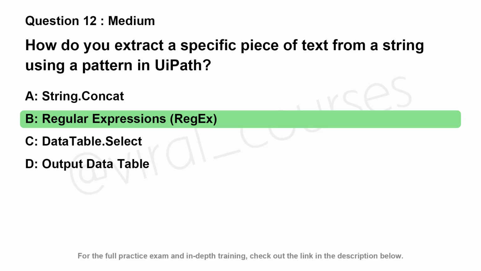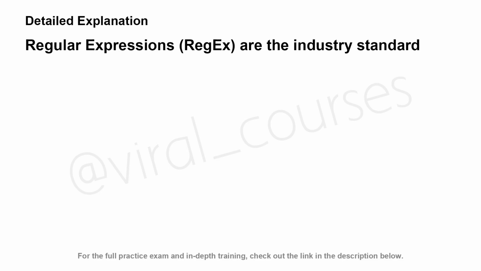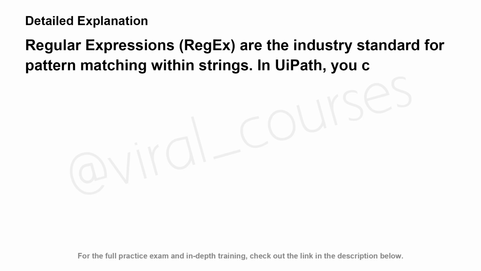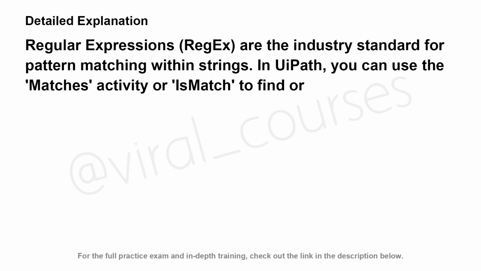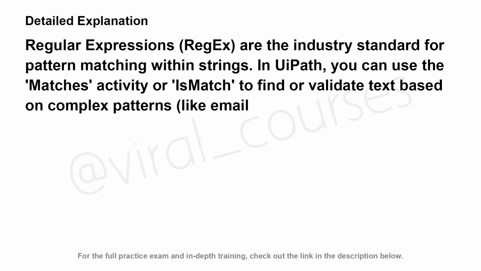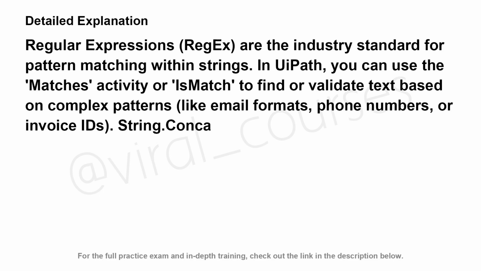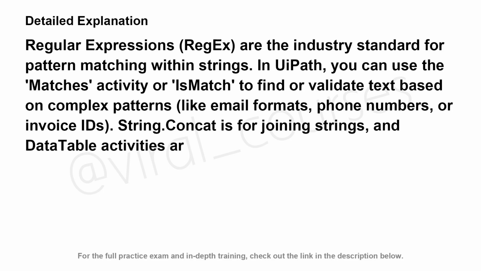The correct answer is B. Regular expressions, regex, are the industry standard for pattern matching within strings. In UiPath, you can use the matches activity or is match to find or validate text based on complex patterns, like email formats, phone numbers, or invoice IDs. String, concat is for joining strings, and data table activities are for tabular data.